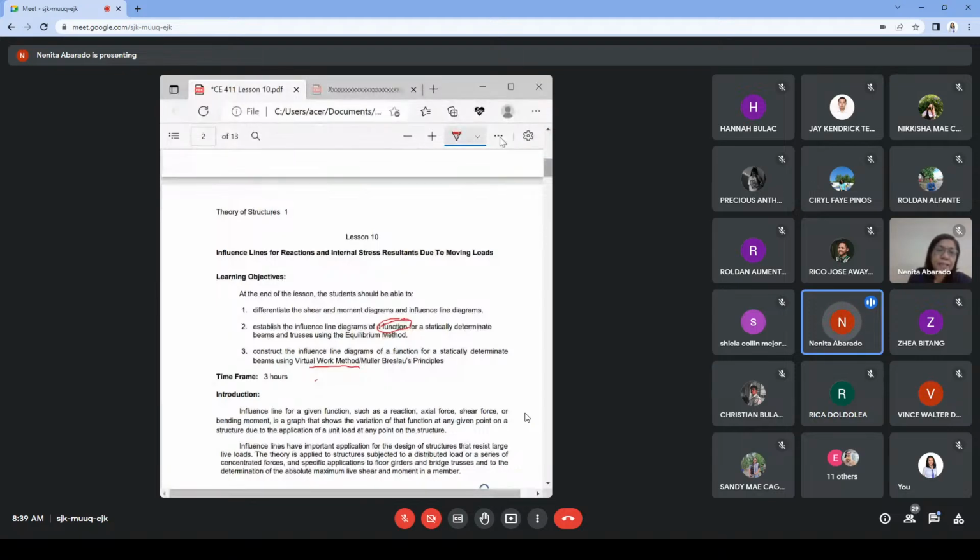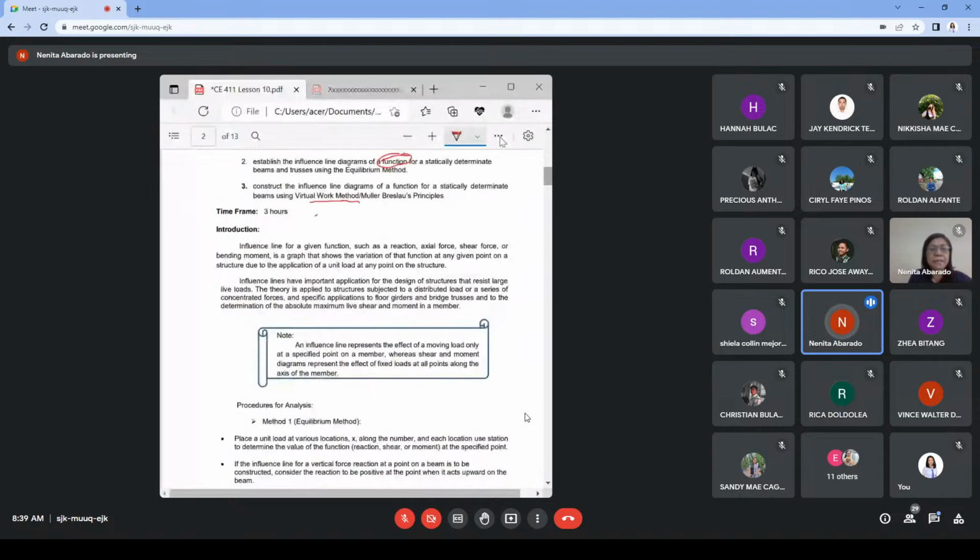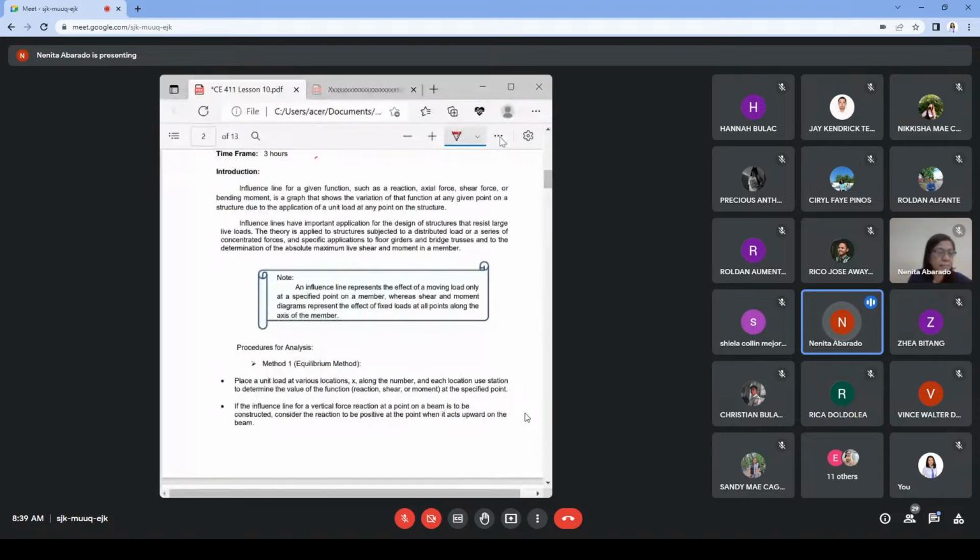Next, let us go to the content. So to define class, when we say influence line diagram, it is let's say, influence line for a given function, ano? Let's say the function is a reaction or axial force or shear force or bending moment. It is actually a graph that shows the variation of that function at any given point on a structure due to the application of a unit load at any point on the structure. So we are going to use a unit load here. Okay?